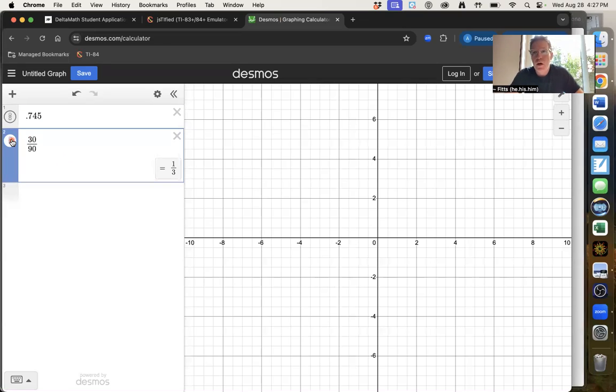Feel free to use them. I would try these practice problems in Delta Math first before using the calculator, and then use the calculator to check your work, because we want to get really, really comfortable with using fractions.